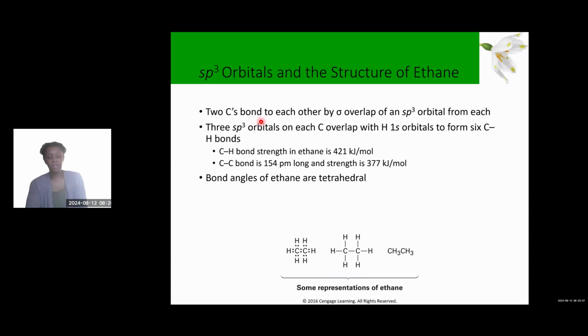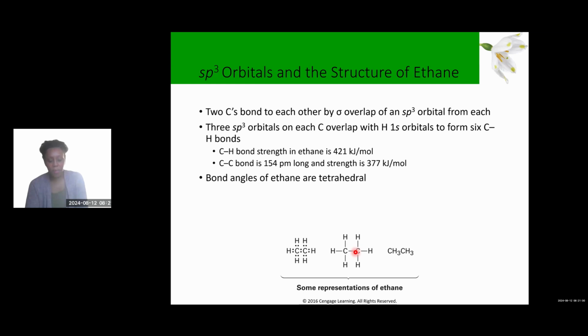All right, so 2 carbons bond to each other by an overlap of an sp3 orbital from each, okay? So before we were looking at methane, now we're looking at ethane. And so here, you now have an sp3 orbital from this carbon that is bonding to the sp3 orbital of this carbon. So while these right here are still the 1s to sp3, this bond here is sp3 to sp3 overlapping. Because remember, the bonds coming from the carbon are sp3 because of that tetrahedron shape, okay? So 3 sp3 orbitals on each carbon overlap with the hydrogen 1s orbitals, all right?